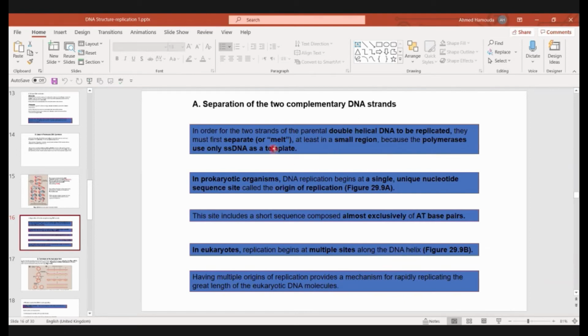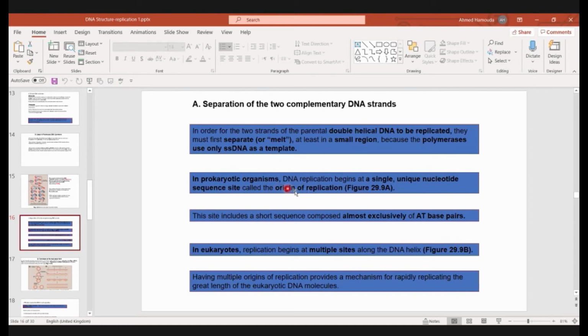Or we use the scientific word melt. Separation, it melts. So imagine two strands, they are going to be opened, melted in one region. Not the whole chromosome will be open, only one region will be open. And then the polymerase enzyme I told you about is going to use a single-stranded DNA, SS, it means single-stranded DNA, as a template. A template is just the DNA strand which is going to be responsible for the synthesis of the new strand.